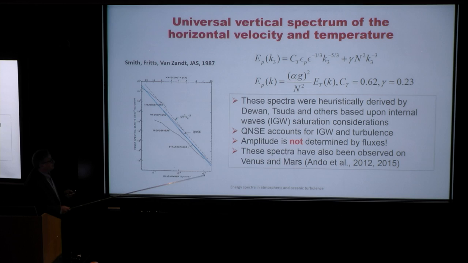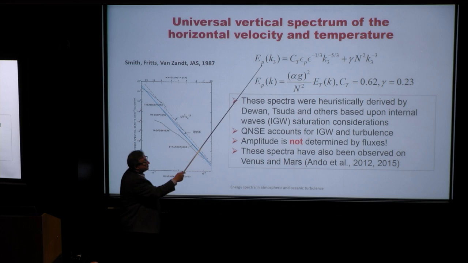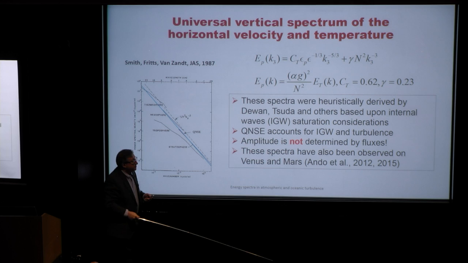Now, the same thing can be derived for potential energy in stratified flow. The spectrum is similar, also has Kolmogorov part and N squared k to the minus 3, and we can compute the coefficients.